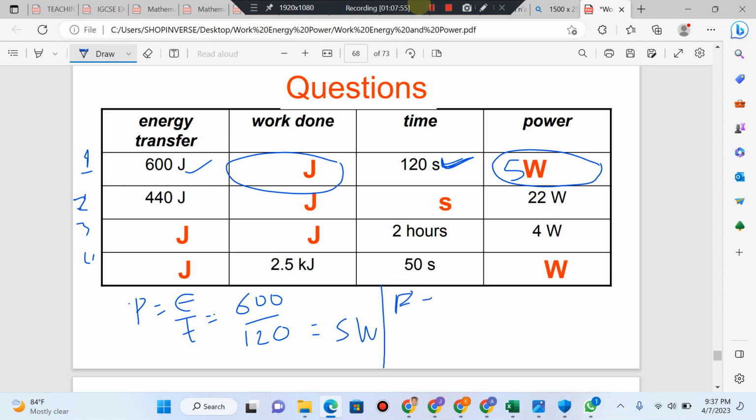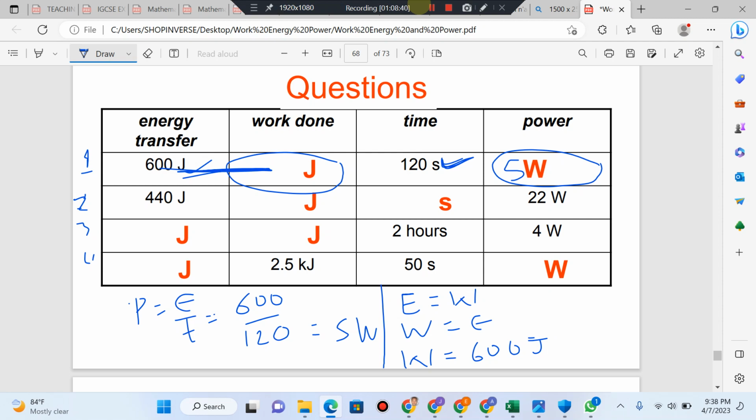The next question requests the work done. How do you get work done? Energy stored in the object is used in doing work. Hence, since energy stored in the object is used in doing work, we can say the energy equals the work done. Hence, the work done equals 600 joules. These two columns will always be equal. Energy and work, they are equal.